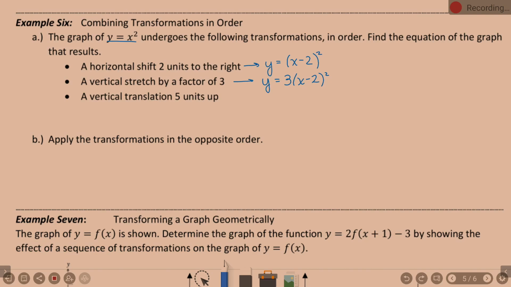And then the third piece, a vertical translation 5 units up. You just do the same problem as before and then at the end, just add +5. Okay. 5 up is just a 5 added on at the end. So 3 parentheses x minus 2 quantity squared plus 5. There's your final equation for that order.